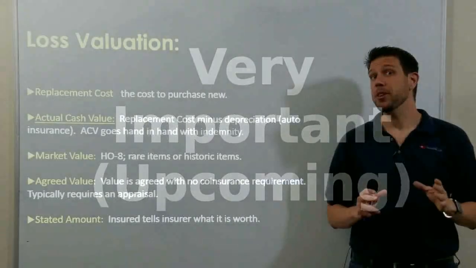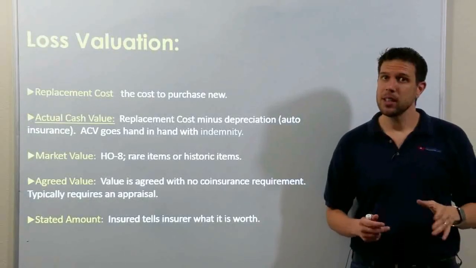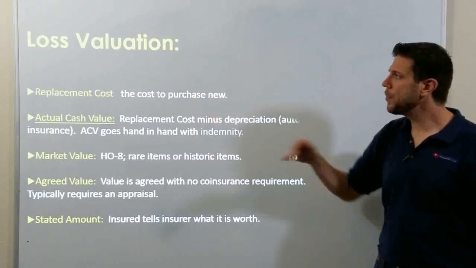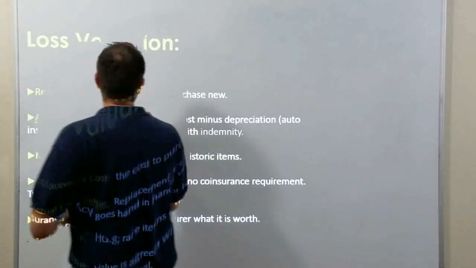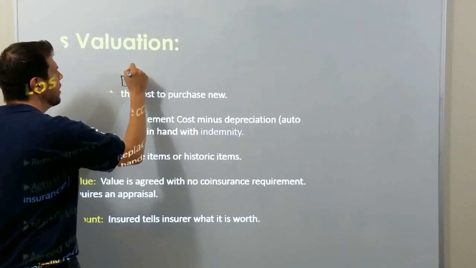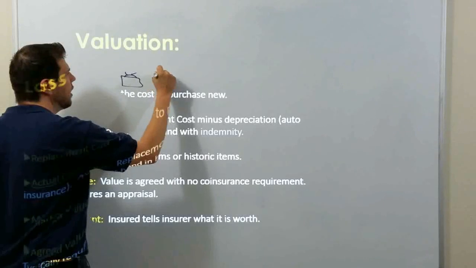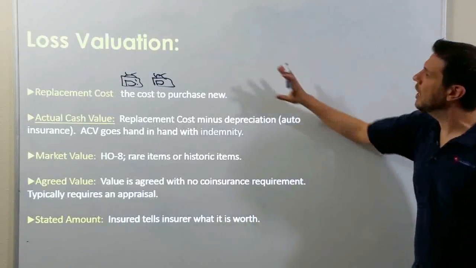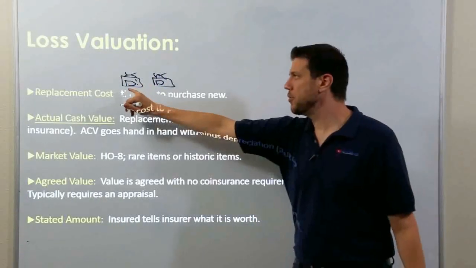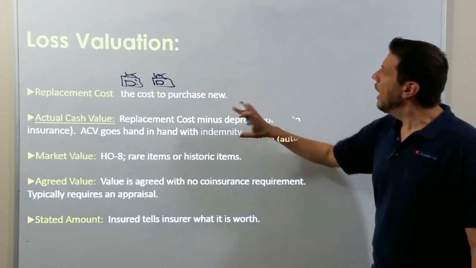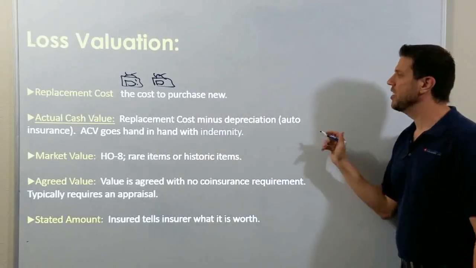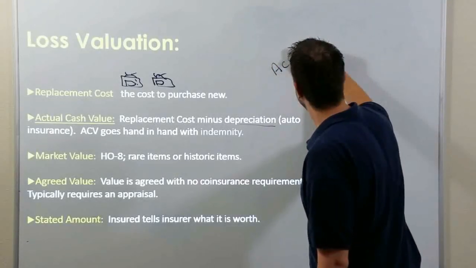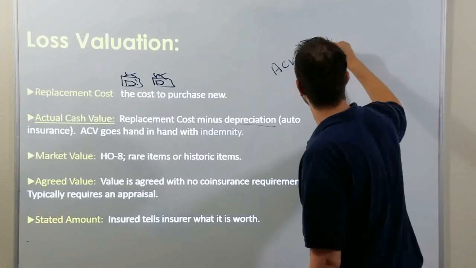Insurance companies have different ways of valuing losses. The two most common are replacement cost and actual cash value. Replacement cost would give you the exact amount to replace whatever you lost at the exact same value today. So like if you had lost a television in a fire, replacement cost gives you a brand new TV. Actual cash value factors in depreciation. Actual cash value is replacement cost minus depreciation.